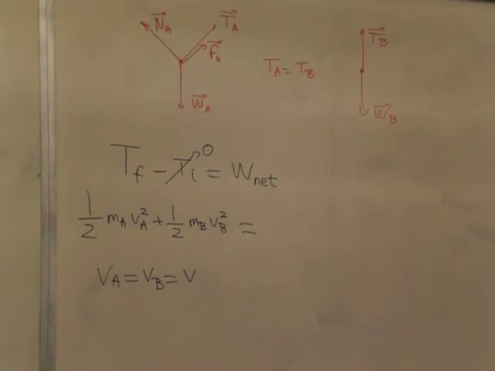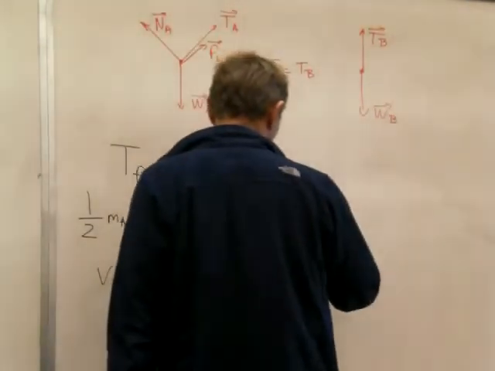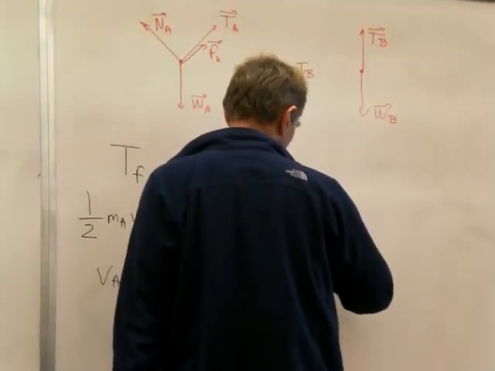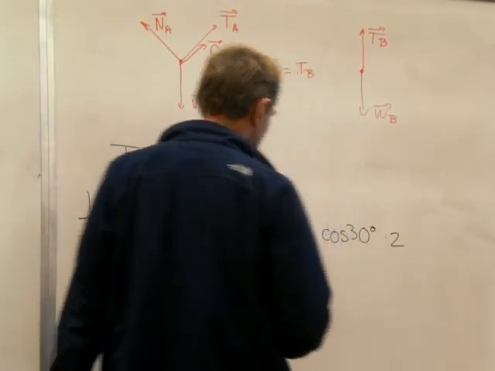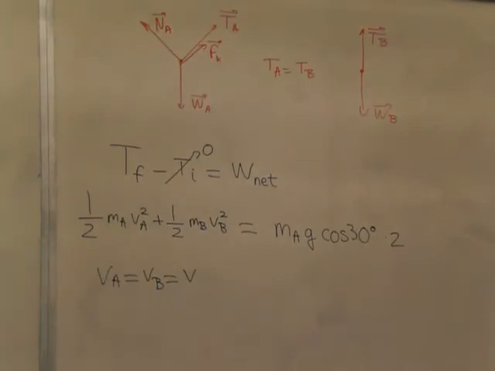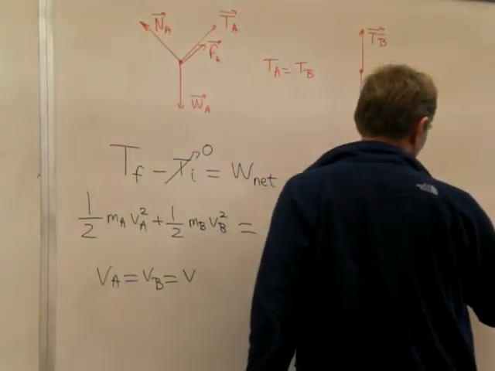So what is the component along the vertical? It's going to be 2 cosine 30. So the work done by A is mA g cosine 30 times 2. So let's continue here. What's the work done by WB? Just the weight times 2 meters. Right, so here it's going to be minus mB g times 2.